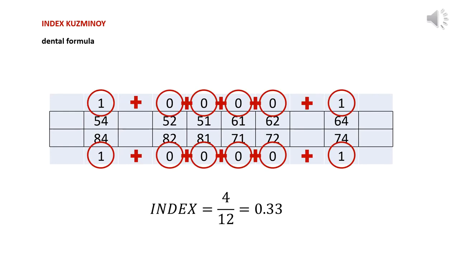To calculate the index, we need to add the codes of all the teeth: 1 plus 0 plus 0 plus 0 plus 0 plus 1 plus 1 plus 0 plus 0 plus 0 plus 0 plus 1. And we get 4, and divide 4 by the number of teeth the patient has, 12. 4 divided by 12 and we get 0.33 hundredths.